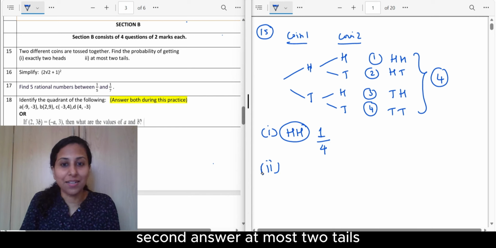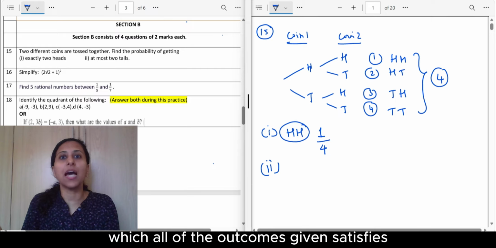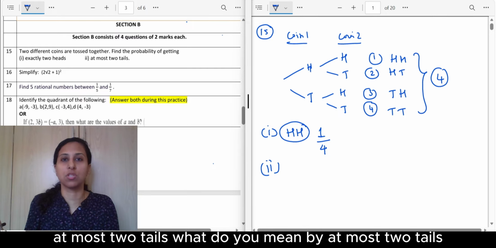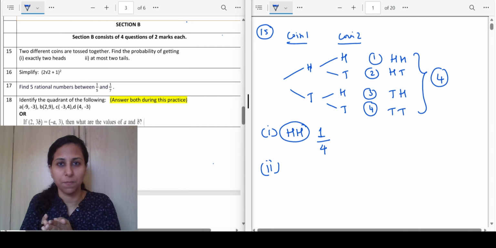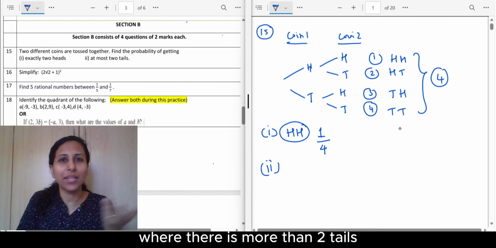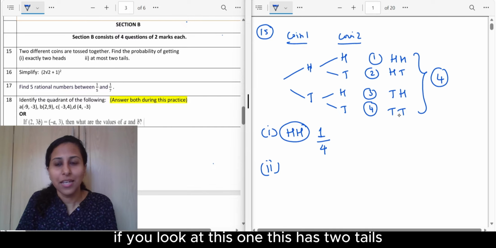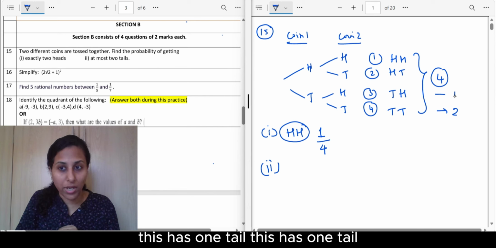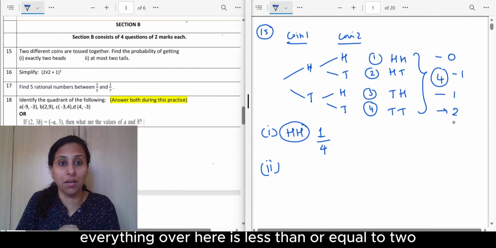Second answer, at most 2 tails. You need to check which of the outcomes satisfy at most 2 tails. What do you mean by at most 2 tails? Maximum 2 tails. You cannot have more than 2 tails coming. Is there any outcome over here where there are more than 2 tails? No, there is no such outcome. This one has 2 tails, this has 1 tail, this has 1 tail, this has 0 tails. Everything over here is less than or equal to 2.